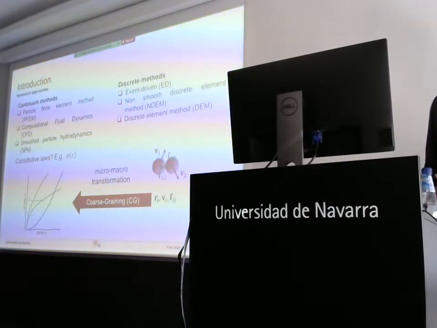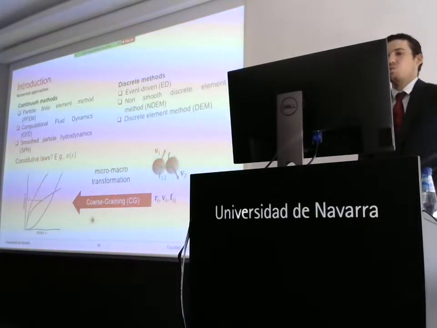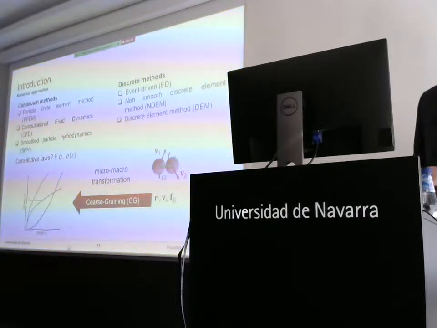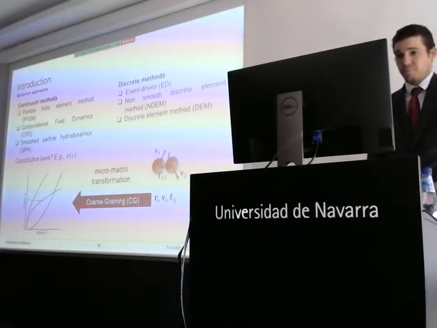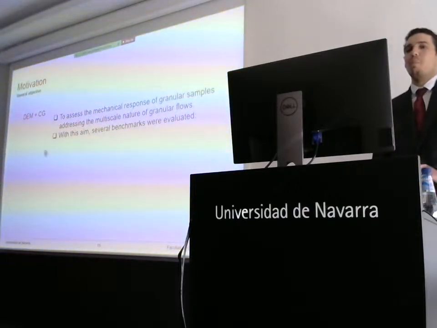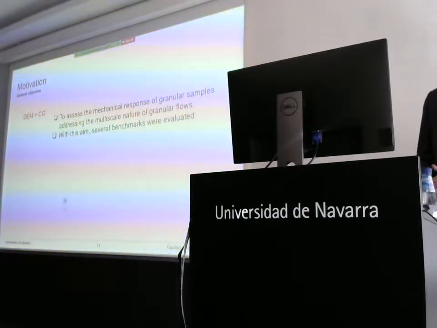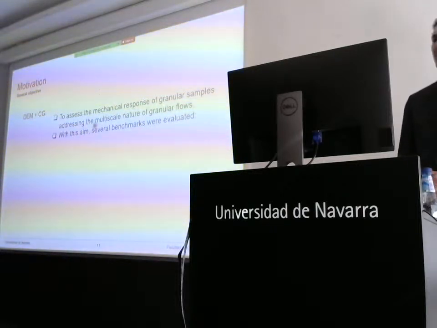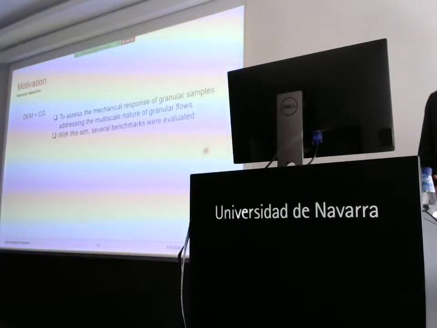And how can we do that? For example, the coarse-graining analysis that we use in this investigation is one of the analyses that we can use to tackle this problem. So, what is the general objective of this thesis? Combining the DEM and the coarse-graining analysis, we want to assess the mechanical response of granular samples, addressing the multi-scale nature of granular flows.